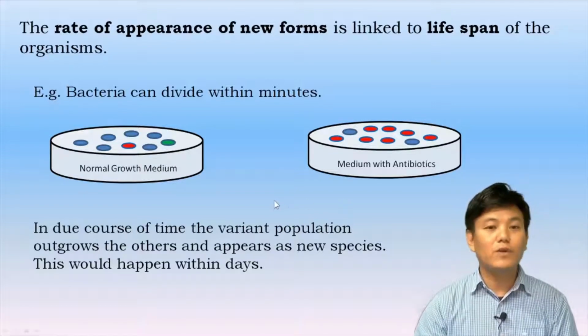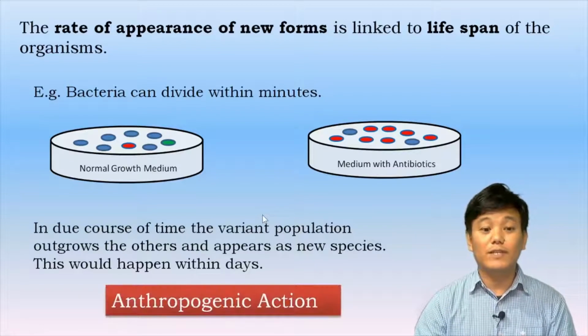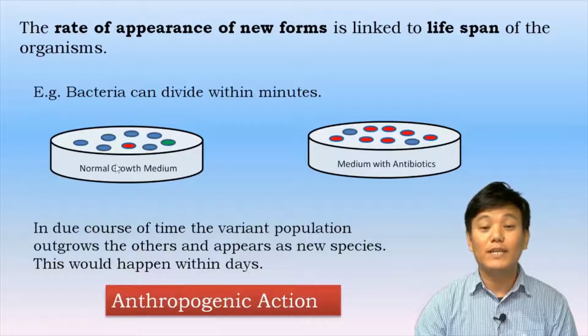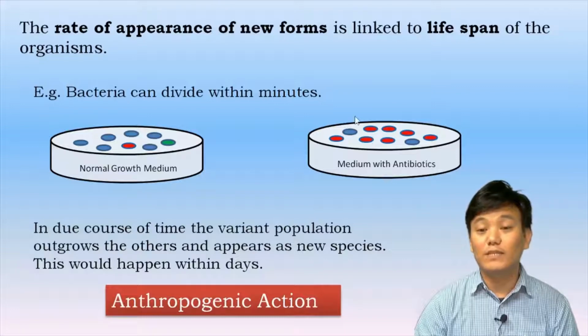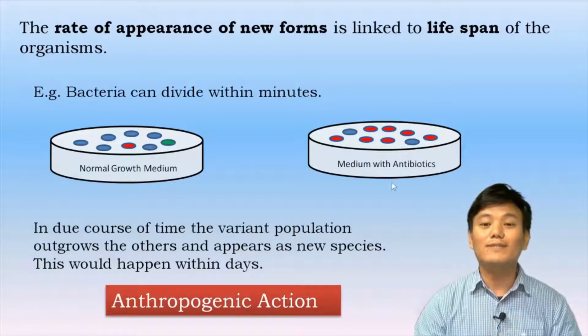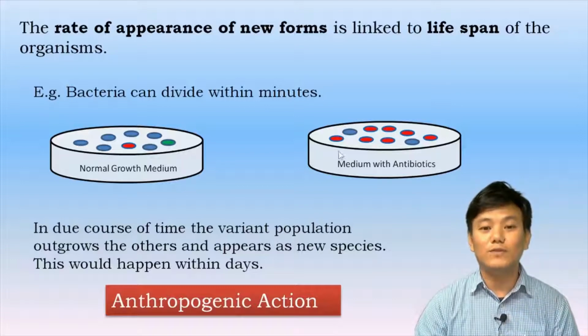And over here, I want you to know that this type of natural selection is triggered by anthropogenic action, right? The natural selection has occurred, but it was triggered by anthropogenic action. The appearance of new antibiotic resistant varieties was due to human beings adding antibiotics to the medium. Anthropogenic means human induced action.